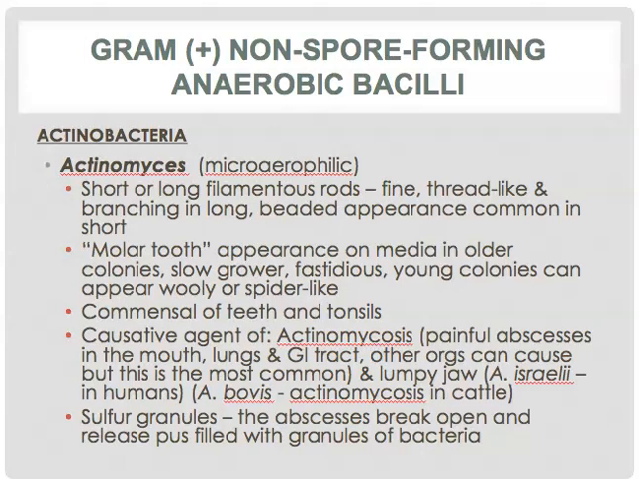With this one, you can see sulfur granules. So you've got these abscesses that break open and release pus filled with granules of bacteria. Again, they don't actually consist of sulfur. They're just named that way for their appearance.